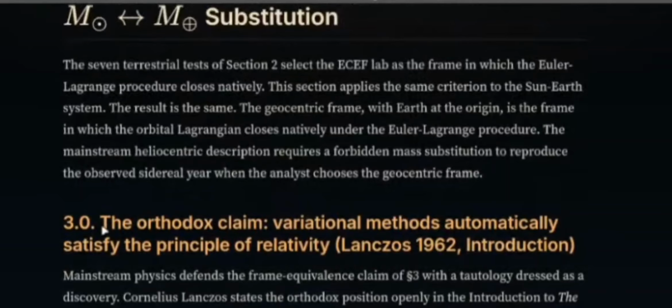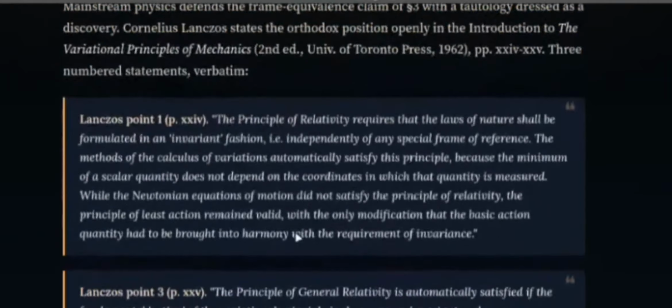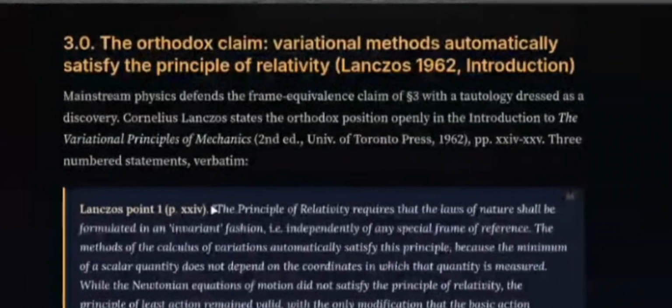Let's see here. So the orthodox claim is that the variational methods automatically satisfy the principles of relativity theory. Lanczos was super into relativity theory. He was good friends with Einstein. So in the context that he's writing this book, it's very supportive of relativity theory. He talks about how, in the general theory of relativity, these equations of motion just fall out naturally for frame equivalence and whatnot.